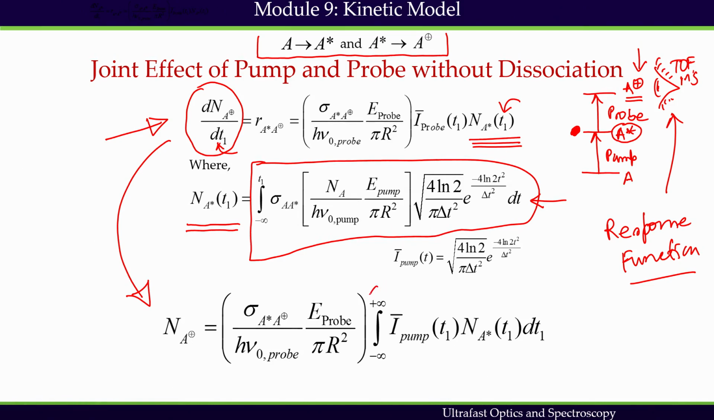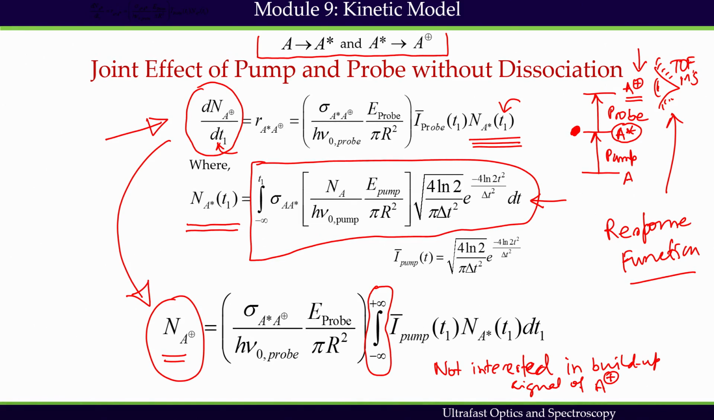So, we have to clarify this point here, why we are taking an integration limit minus infinity to plus infinity for the ion signal. We are looking at the total ion signal produced due to joint action of pump and probe. We are not interested in the build up signal of A plus. We are interested in total ion signal at a particular delay between pump and probe pulses, and that is why, we have to integrate it from minus infinity to plus infinity.